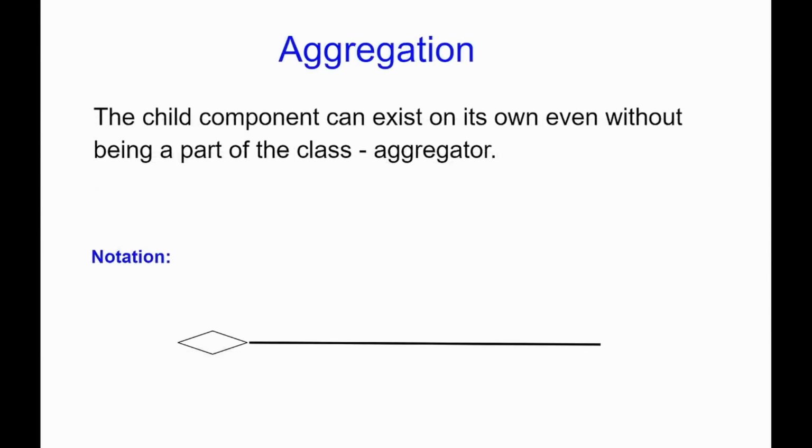Aggregation. Very similar to composition, but in this case the child component can exist on its own even without being a part of the aggregator class. Aggregation is drawn with a hollow diamond pointing towards the aggregator. Constraint.